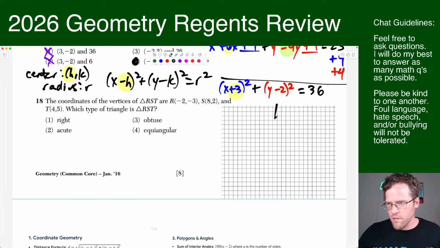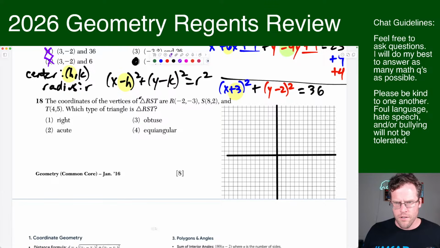So here we have these points: -2, -3, and then 8, 2. And these are the vertices. If you bring a straight edge to the Regents and you just draw as neatly as possible, this could really help. So -2, -3. 8, 2 is 1, 2, 3, 4, 5, 6, 7, 8, and then up 1, 2. And then T is at 1, 2, 3, 4, up 1, 2, 3, 4, 5. So this one is looking like a right triangle.